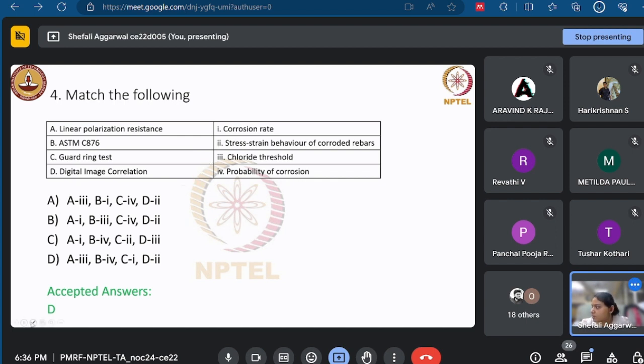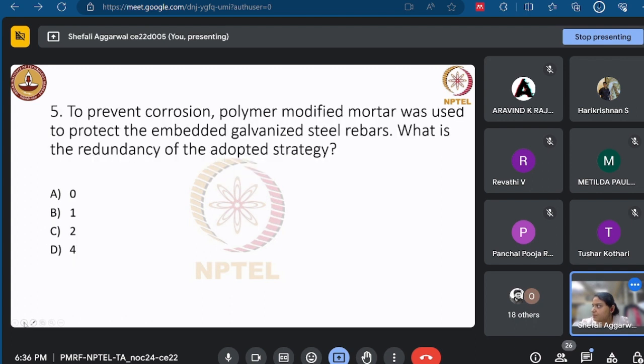Next question. To prevent corrosion, polymer modified mortar was used to protect the embedded galvanized steel rebar. What is the redundancy of the adopted strategy?